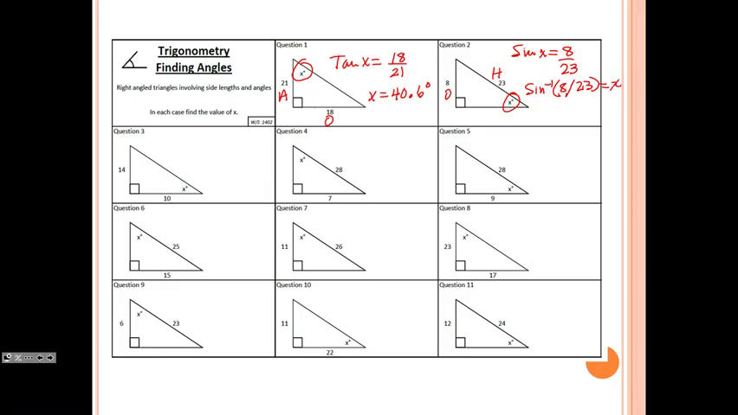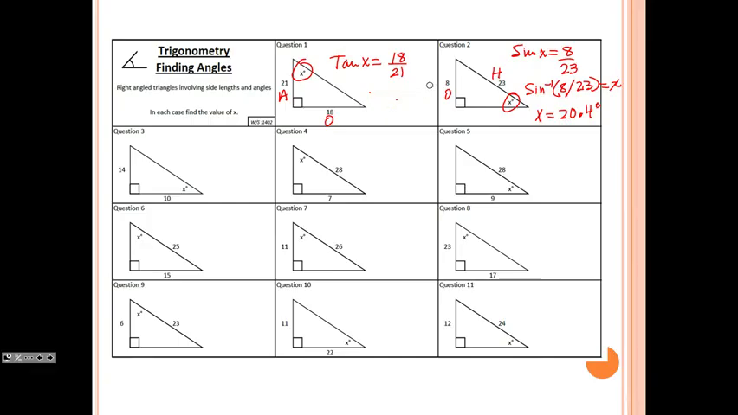Equals x. All right, I didn't write that out on the last one. Shift and sine, guys, and then 8 divided by 23. Okay, you should get 20.3, 20.35. We're going to go to the nearest tenth, 20.4 degrees. Okay, and I should have 40.6.